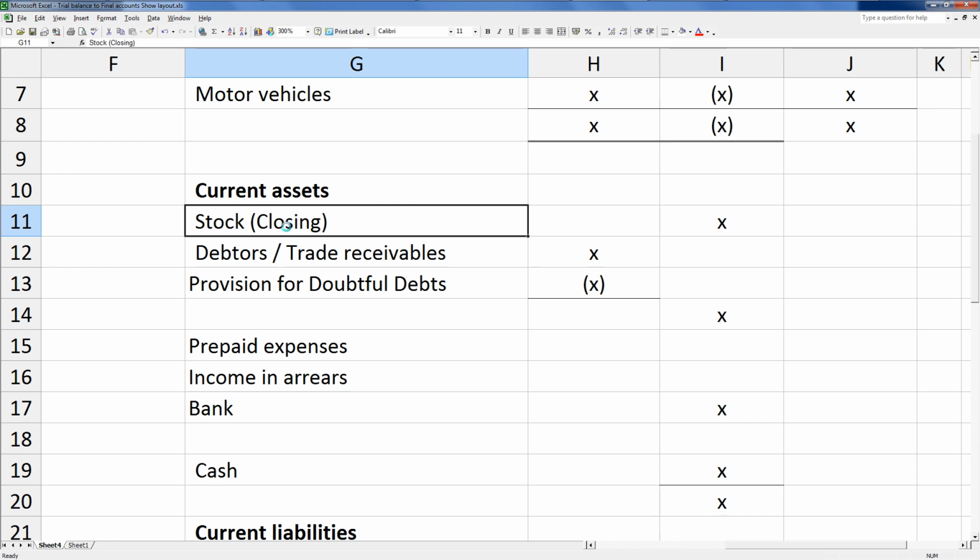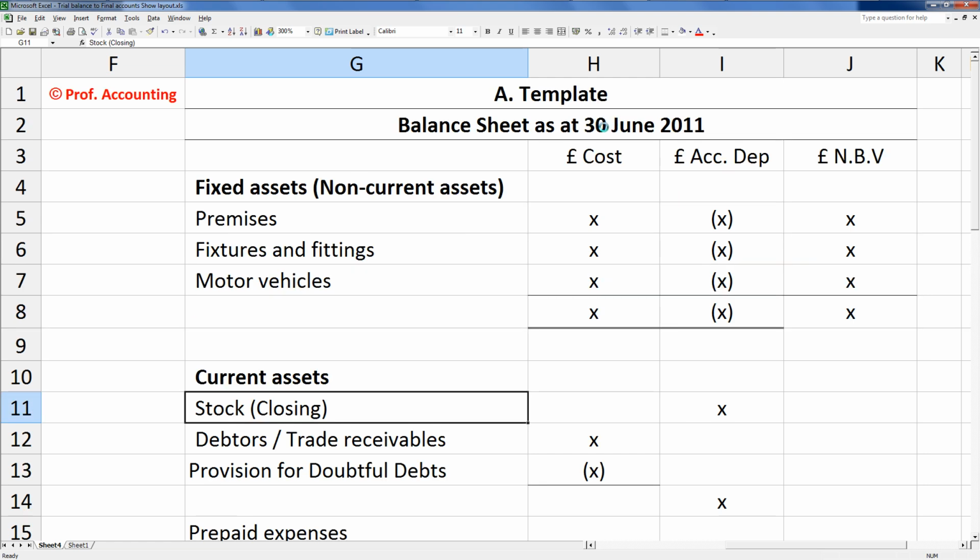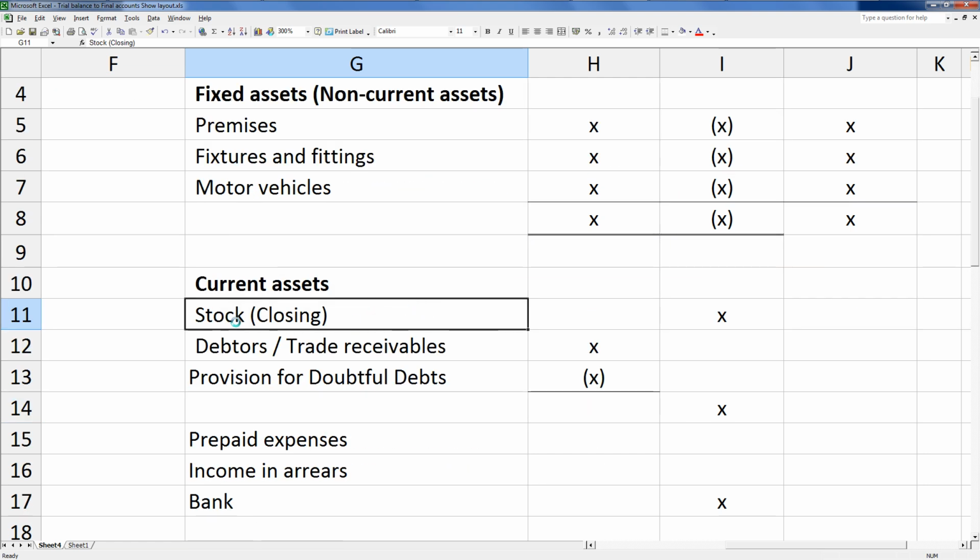Next, we've got debtors, trade receivables, which go in. Move it to the left because there is an adjustment to make. The provision for doubtful debts, this is the new provision for the period, needs to be taken away, and you would get new debtors. Again, no name for it, but it's just debtors less provision, which is new debtors.